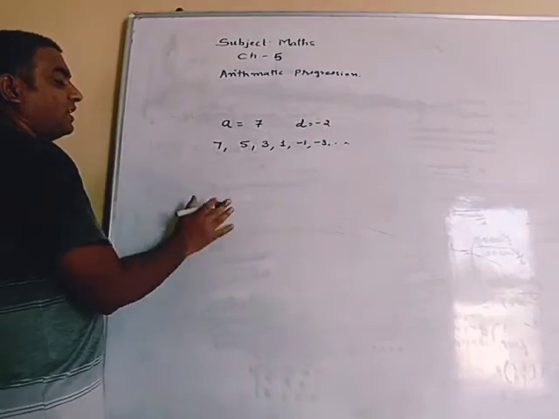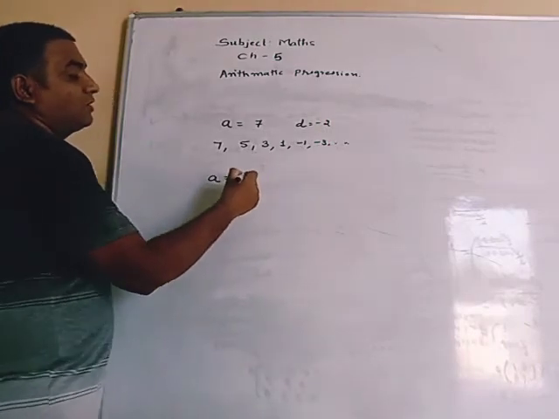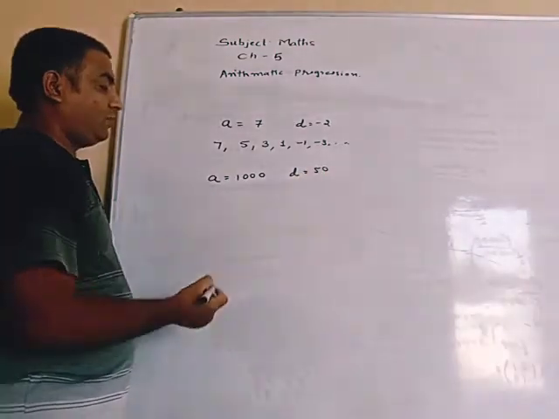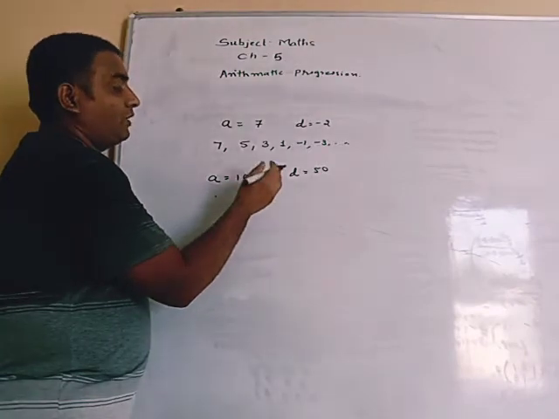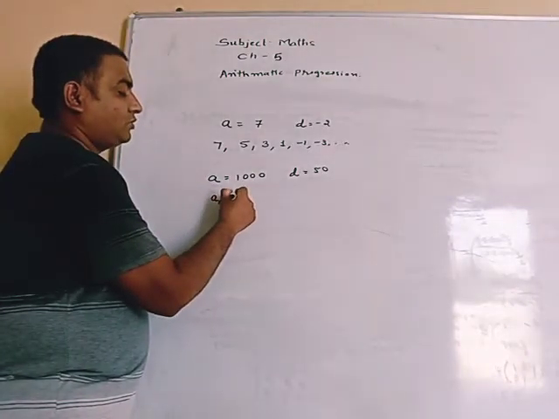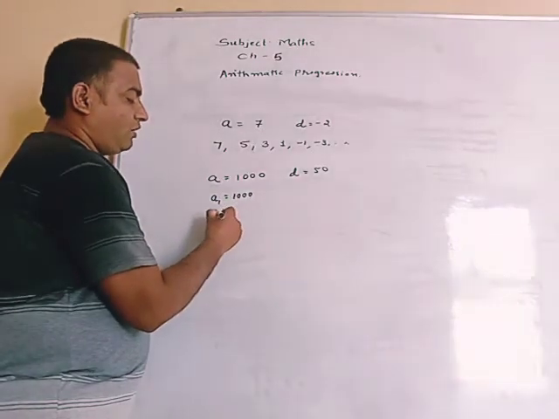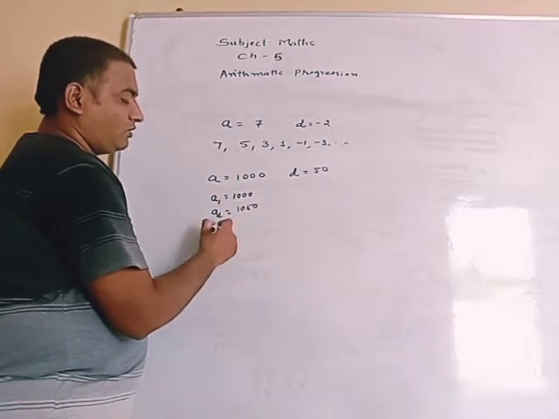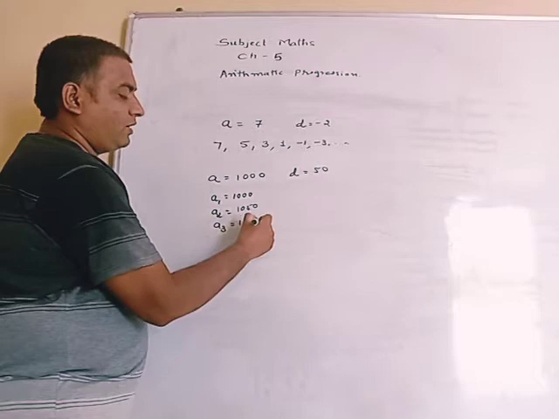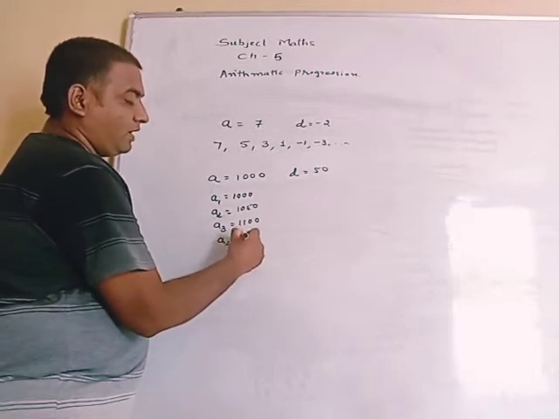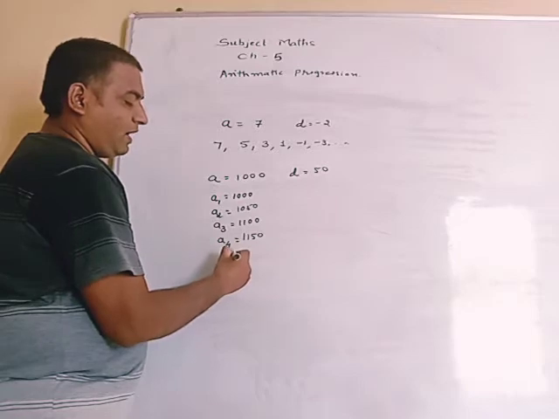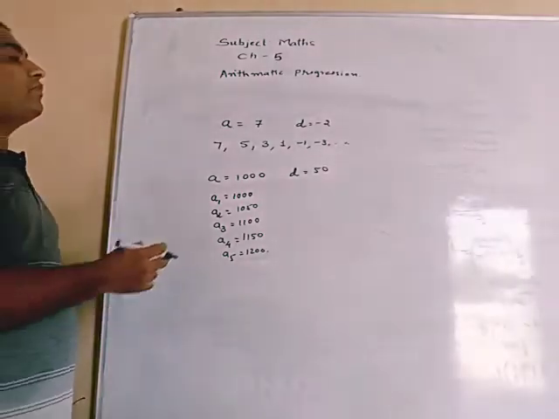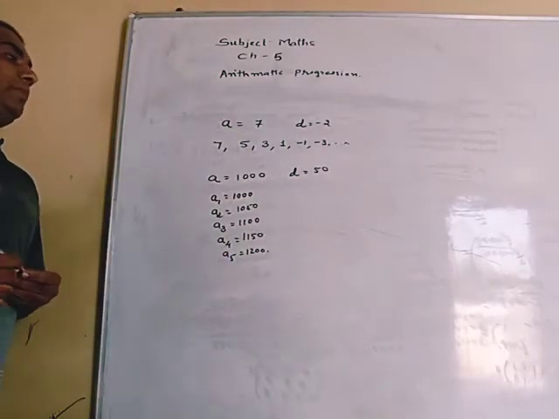Suppose somebody tells us that a equals 1000 and common difference d equals 50, and asks us to write such an AP. We can write, say, only 5 terms. a1 equals 1000, that is the first term. Now a2 equals 1000 plus 50, which is 1050. To 1050 we add 50, then it will be 1100. Again we add 50, then it will be 1150, and again we add, then it will be 1200. So in this way we can construct the AP if we know the first term and the common difference of the AP.